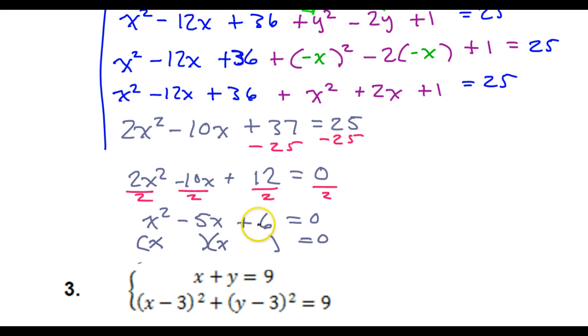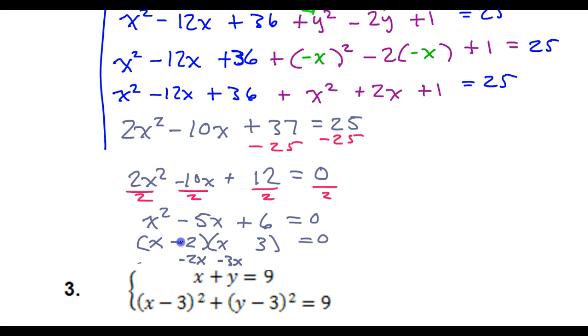When I look at the 6, I'm thinking it's either going to be 2 times 3, or if that doesn't work out, I'll try 1 times 6. Now the inner plus the outer has to give me the middle. So right now, inner, I have 2x. Outer, I have 3x. I need that to make a negative 5x. So the only way that would happen is if I had a negative 2x and a negative 3x.